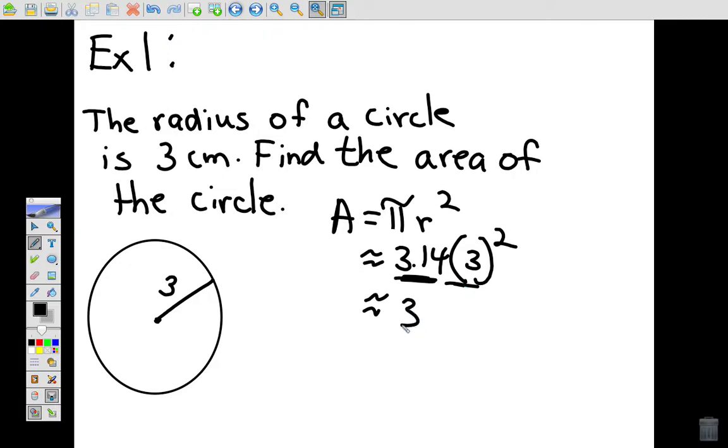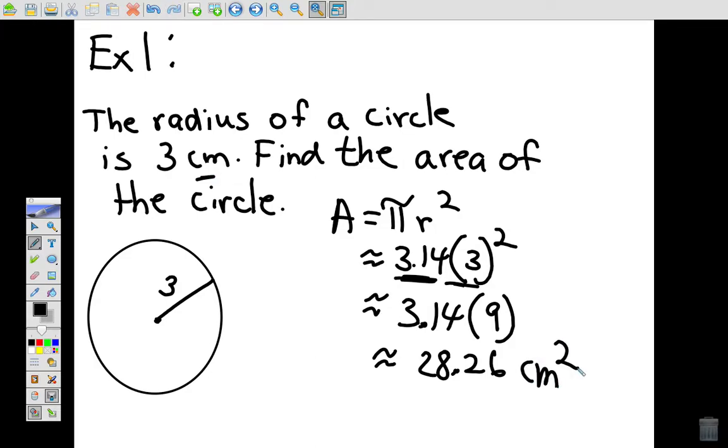So I'm going to take 3.14. Okay, what's 3 squared? Which means 3 times 3, 9. Now this one, I'm going to finish out. So you have 3.14 times 9, and we get about 28.26. Now, the label on this is centimeters. It's area, so it's centimeters squared. And that's the area of that particular circle.